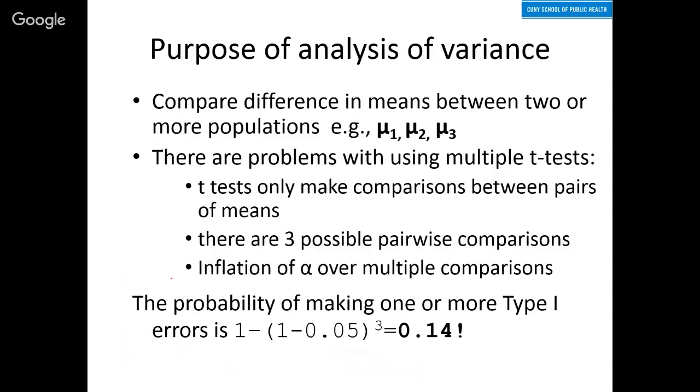This is just an estimation of the probability of having at least one type 1 error if the probability in each one is 0.05. So the probability of not making a type 1 error in each of them is 0.95. If you cube that, that's your probability of not making a type 1 error in any of the three, and 1 minus that tells us that there's now a 14% probability of making at least one type 1 error. This is the problem of multiple hypothesis testing without any kind of correction for it.